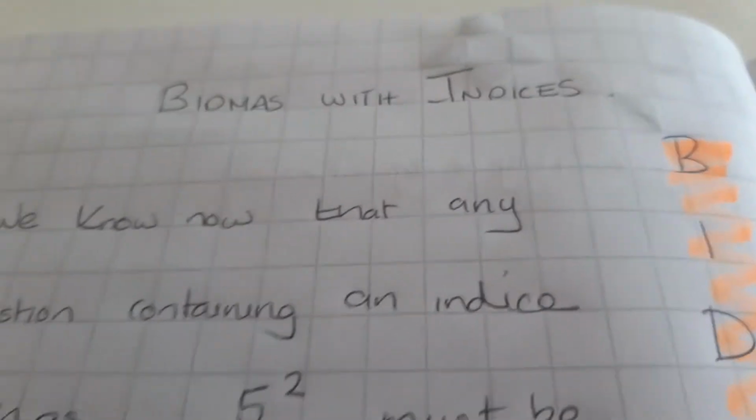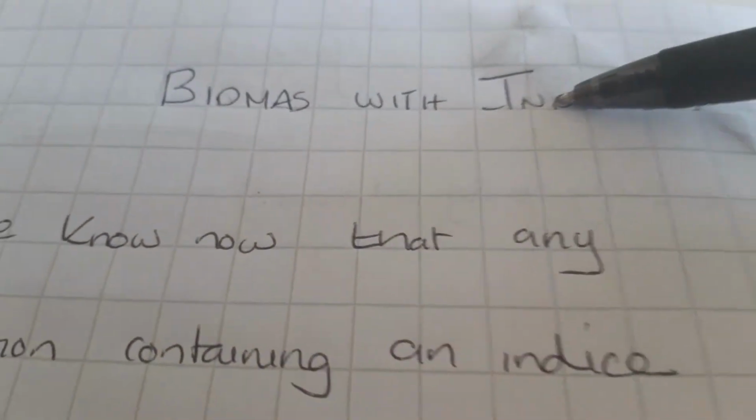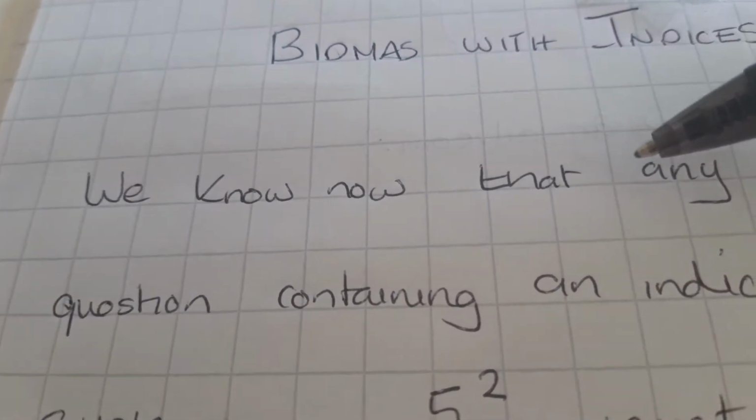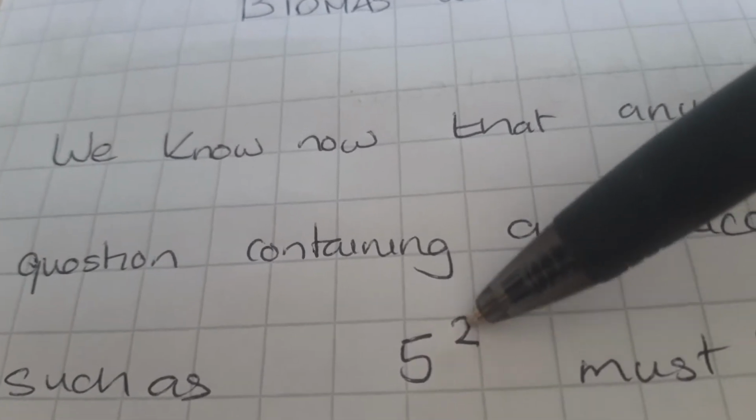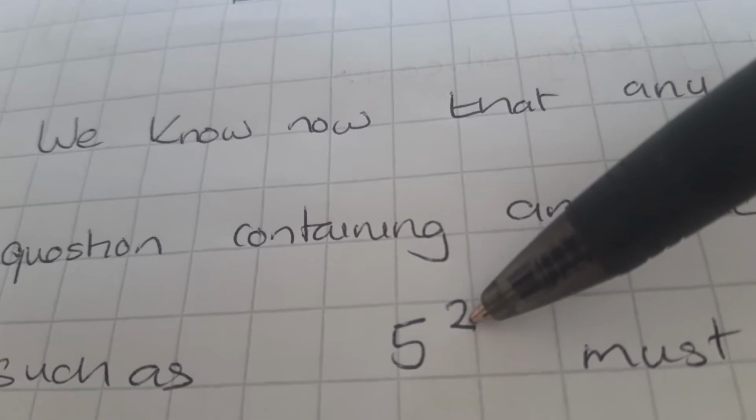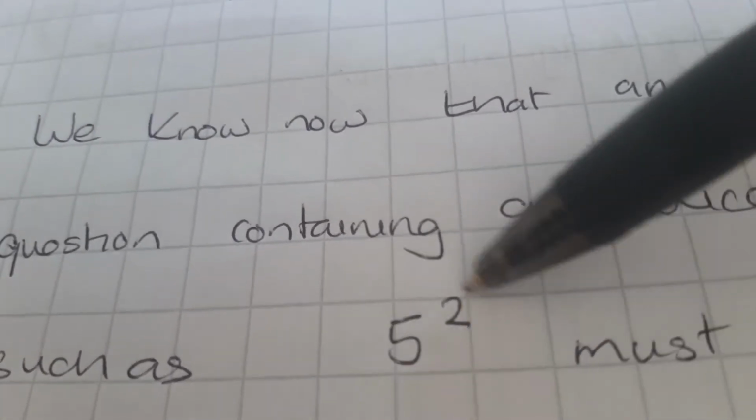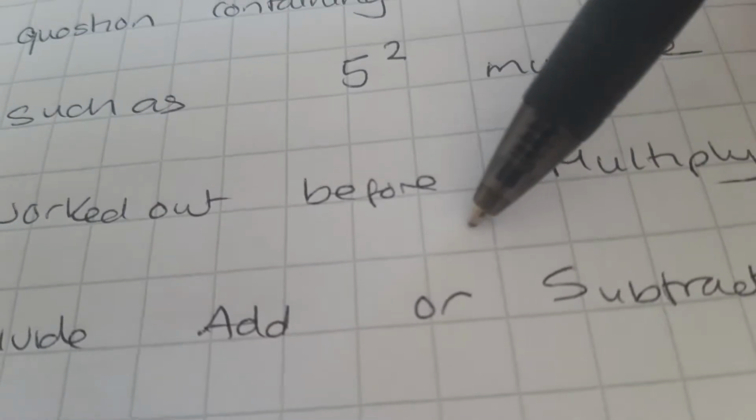Hello, we are going to look at BIDMAS again, but with more indices. Last week we talked about indices and what they mean. Any question containing an index, such as 5 squared, or 5 cubed, or 5 to the power of 4, has this little tiny number called an index, and this working out must be done before multiply, divide, add or subtract.